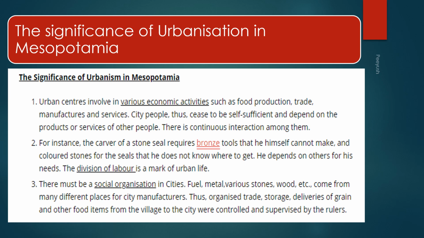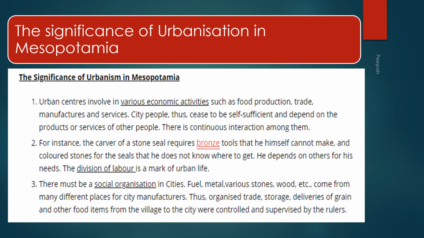Now let's talk about the significance of urbanization in Mesopotamia. Urbanism in Mesopotamia had great significance. Urban centers were involved in various economic activities: food production, trade, manufactures, as well as services. And thus, the people living in the cities ceased to be self-sufficient. They were not self-dependent.